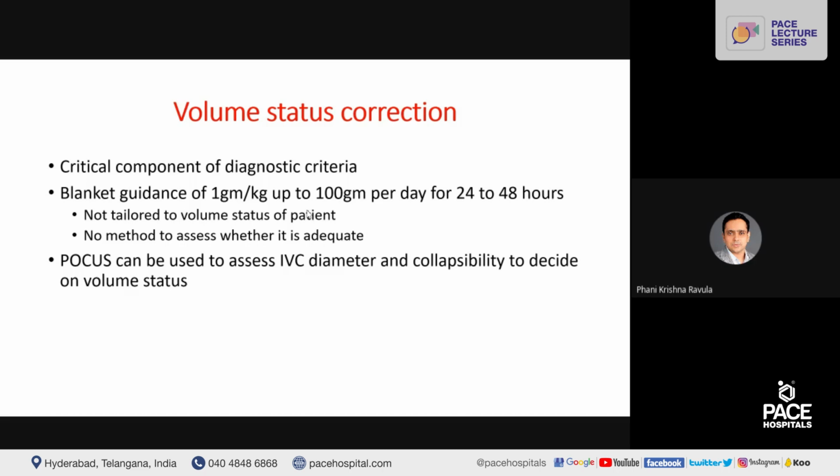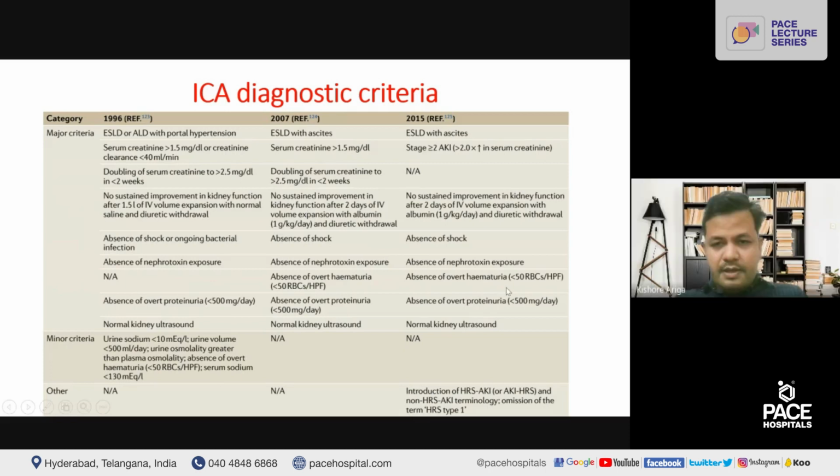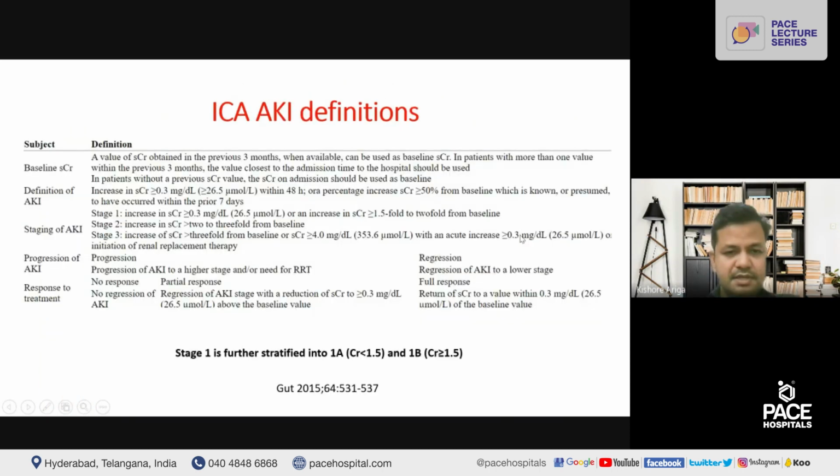Kishore, sorry, once again. One small query. The previous slide you showed, the diagnostic criteria, was it specifically for type 1? This is type 1. Oh, the previous slide, okay, type 1. Yeah, this one, sir.